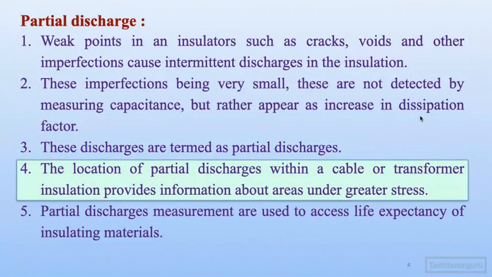The location of partial discharges within a cable or transformer insulation provides information about areas under greater stress. So this is very, very important. Please note, location of partial discharges within a cable. A cable basically consists of an insulator carrying conductors which are laid underground. Naturally, it is very easy to understand that bare conductors like an overhead line cannot be laid in the ground, isn't it? It has to be through some insulation, cable insulation or transformer insulation.